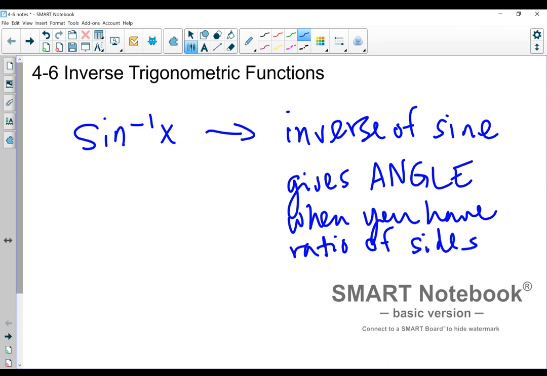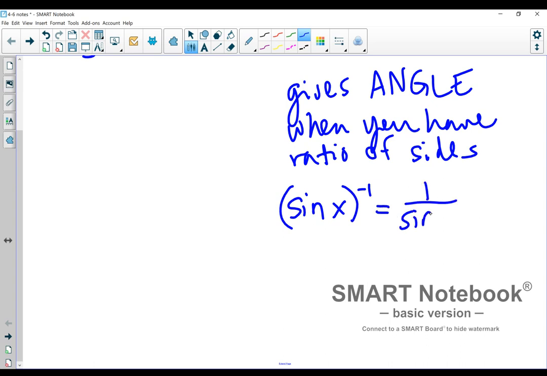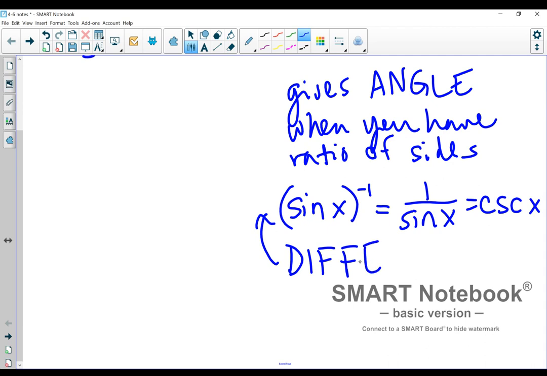And then one more thing that I just want to add that maybe you've never thought about is if I had sine raised to the -1 power, that's different, okay? This is going to be 1 over the sine of x, which is going to be the cosecant x. So basically it's different from this, different than this.